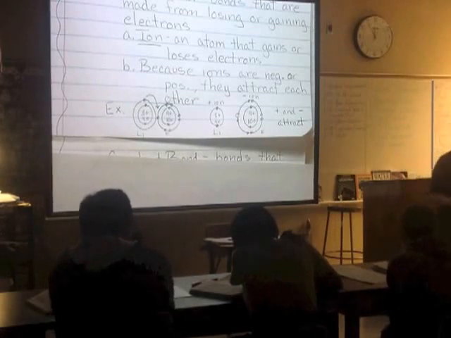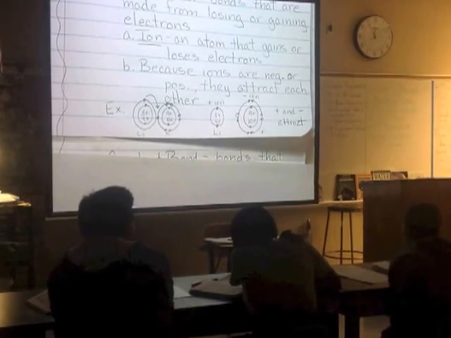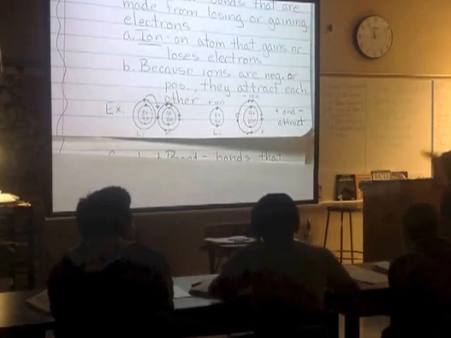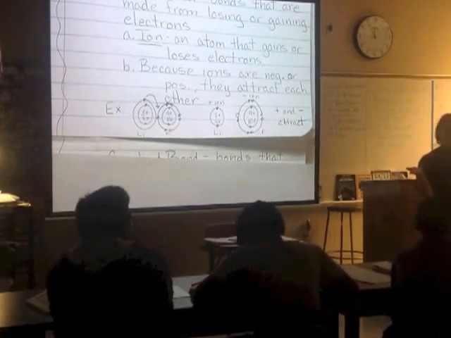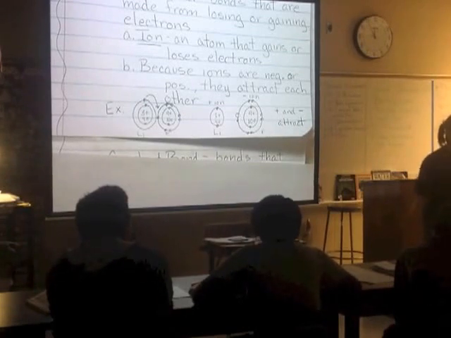So that's how we get compounds if they're going through an ionic bond. Because one of the elements becomes positive, the other element becomes negative, positive and negative attract each other, and they make a completely new compound.